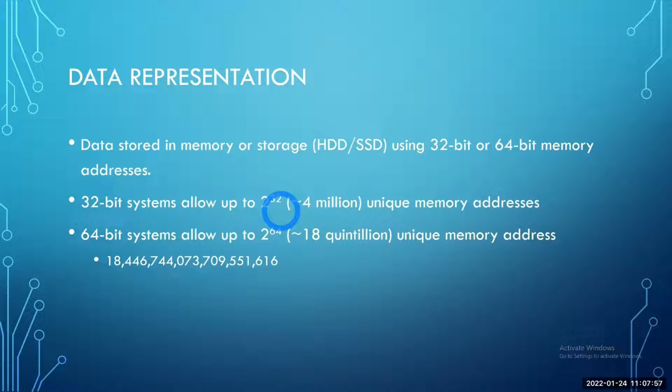Versus a 64-bit system, and you might think, okay, 32 to 64, we just doubled the number. No, we're talking about 2 to the power of. So each time we're doubling that number. So we went from 4 million unique addresses to 18 quintillion. All right, and that's the full number written out.